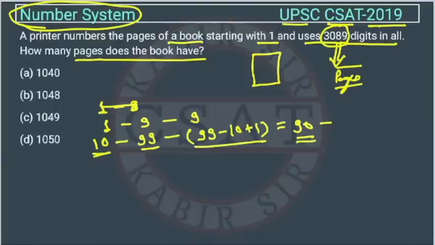So how many digits are there in this? Because each is having two digits, right? So total how many digits will the printer print? The printer will print 90 into 2 because each is having two digits, right? So total 180 digits the printer will print, right?